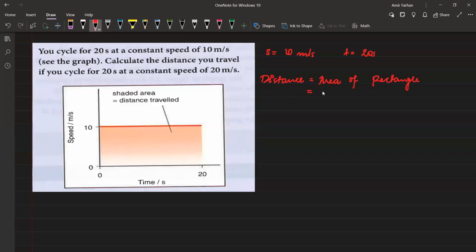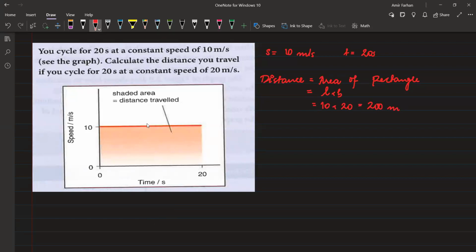Okay, so area of rectangle is length into breadth. As you can see, this is the length, this is the breadth. So what is length here? 10. Into time. Breadth is basically time. So this is 200 meter because distance is in meter. Yes or no, Ayaan? Yeah. So this is how we find for graphs.